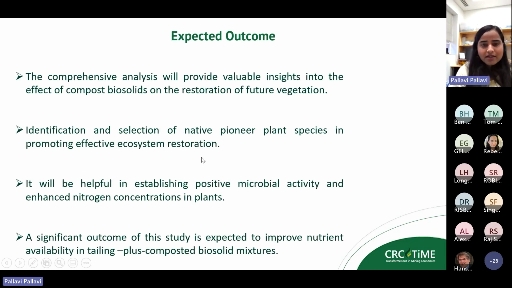Now I'm discussing the expected outcome. This experimental study will provide valuable insights into the effect of compost biosolids on the restoration of future vegetation. Our aim is not only to restore the vegetation, but also to induce a self-sustainable ecosystem in the mining sites. Second, we will be able to identify and select native pioneer plant species for promoting effective ecosystem restoration. It will be helpful in establishing positive microbial activity and enhanced nitrogen concentration in plants. A significant outcome of this study is expected to be improved nutrient availability in the tailing plus composted biosolid mixture.